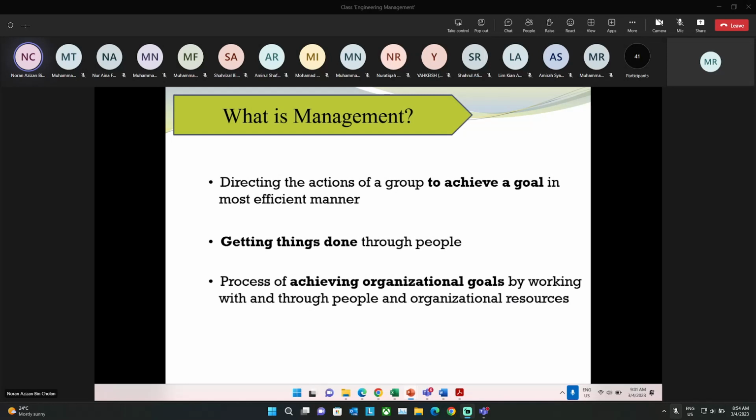Next, so now we know already what is the engineer, right? Next, what is the management? Because our course deals with engineering management. So we understand already engineering. Next, what is the management? If you read here, management is directing the action of a group to achieve a goal in the most efficient manner. So basically, getting things done through people.